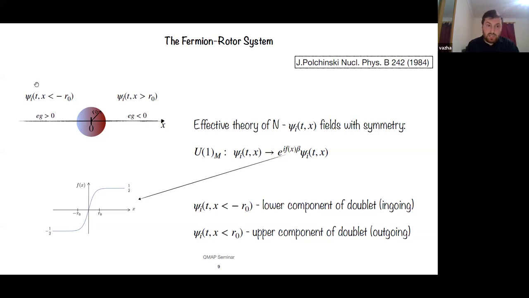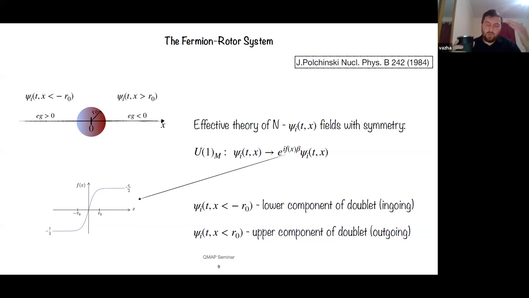The harder one is the following. As I told you, this fermion field was constructed in such a way that on one side it is the lower component, on the other side it is the upper component. But the upper and lower components have different U1M charge. That means when we act on psi with a U1M transformation, the transformation law has the following form, which contains this function f that is basically a step function that changes the sign.